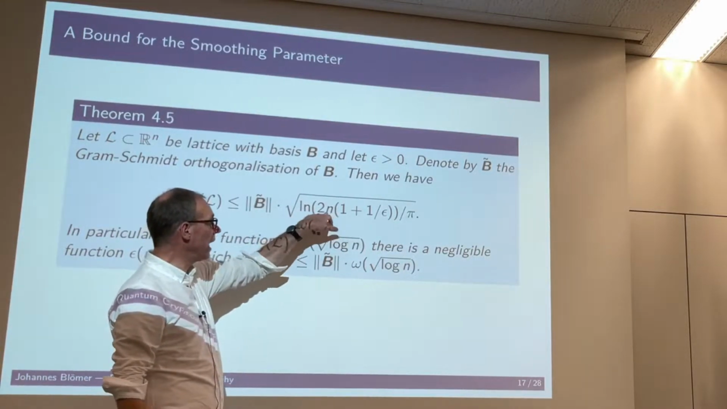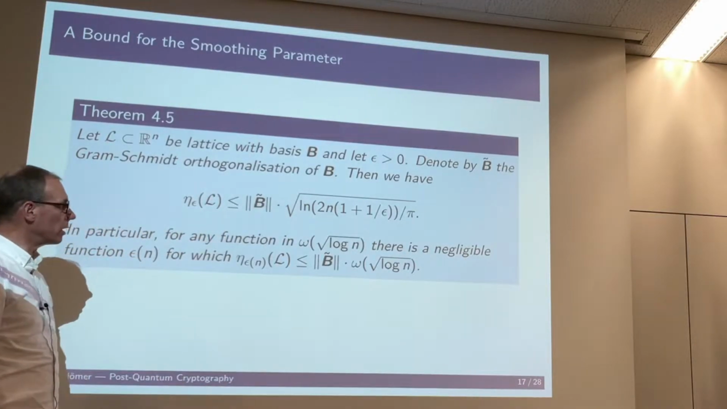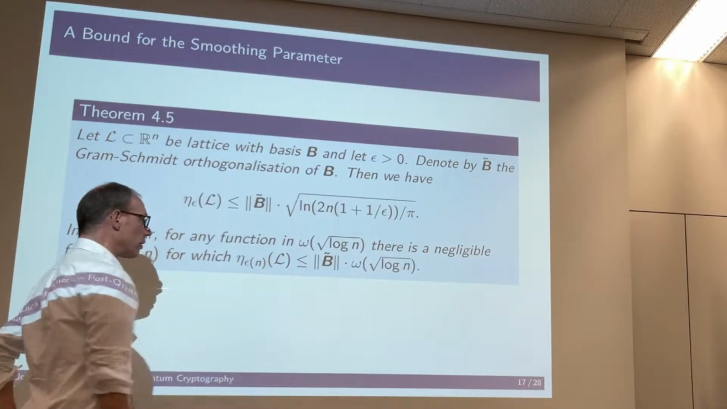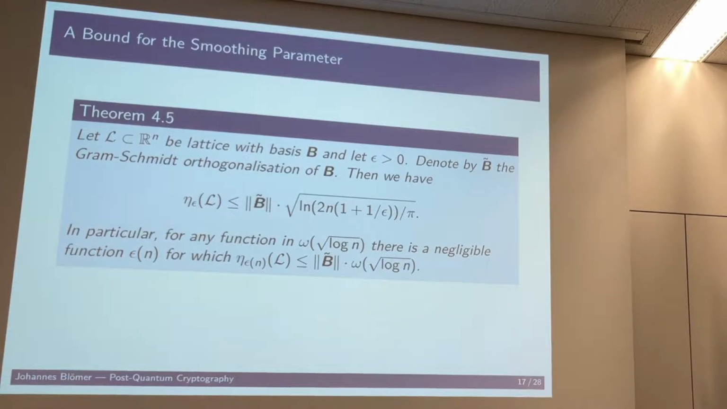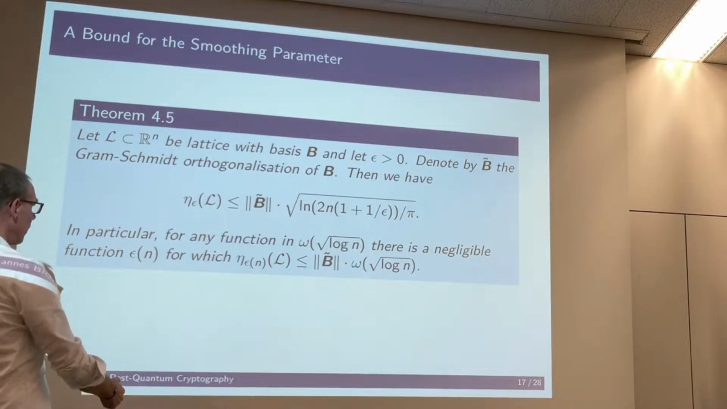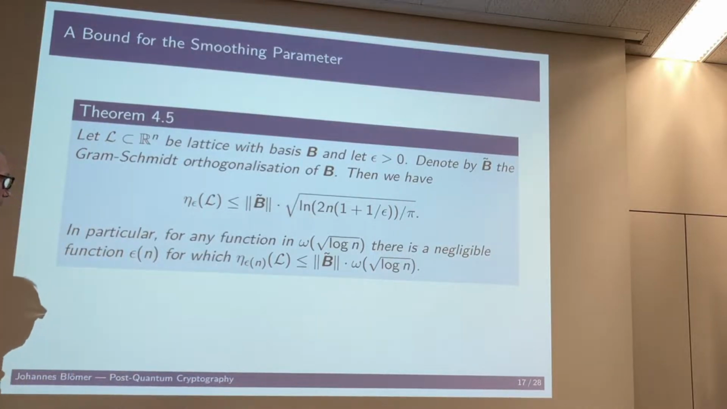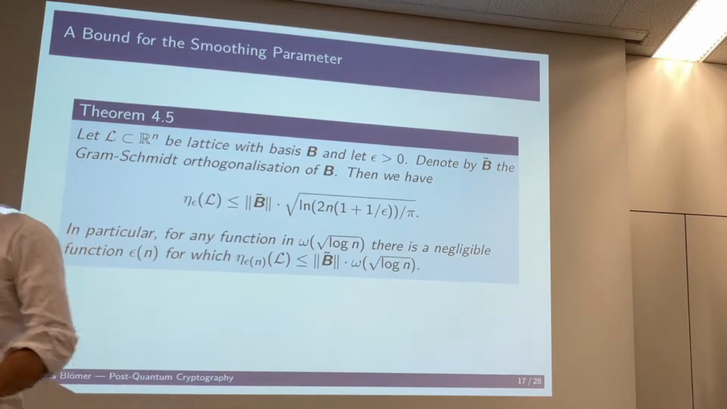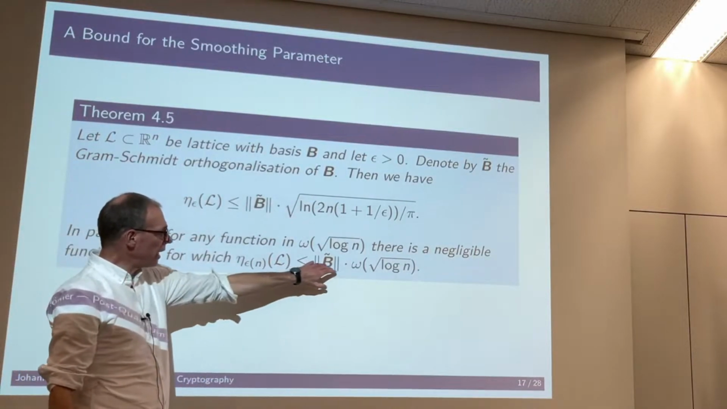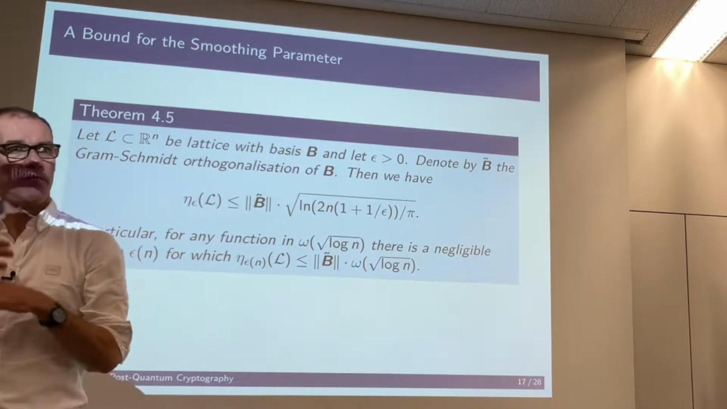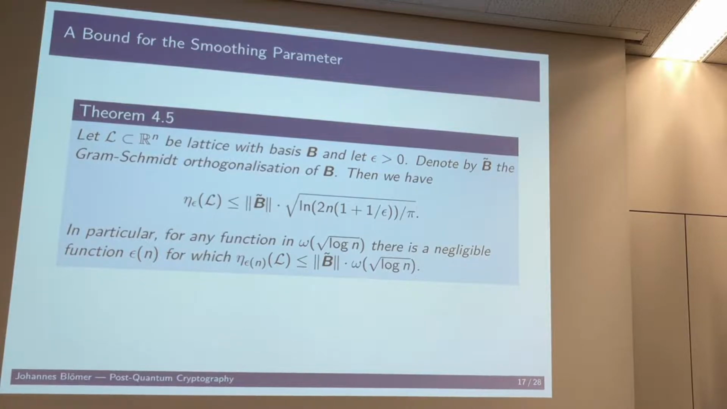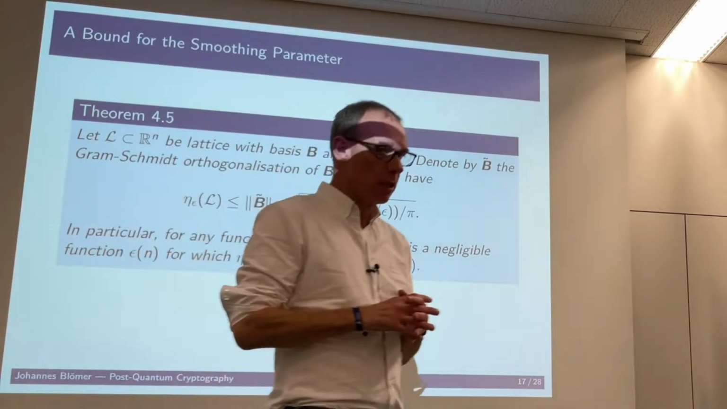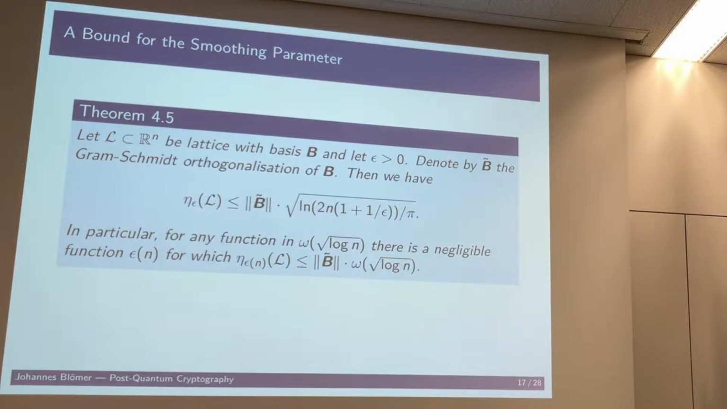But roughly this is ln n divided by epsilon. If you look at it more closely, then we can argue that for any function in omega of square root of log n, which grows asymptotically faster than square root of log n, there's a negligible function epsilon of n for which this eta epsilon of n of L is bounded by b tilde times this omega of square root log n. So if you go slightly above the length of this basis, or the Gram-Schmidt version, by this term here, then you already are beyond the smoothing parameter for a negligible epsilon.